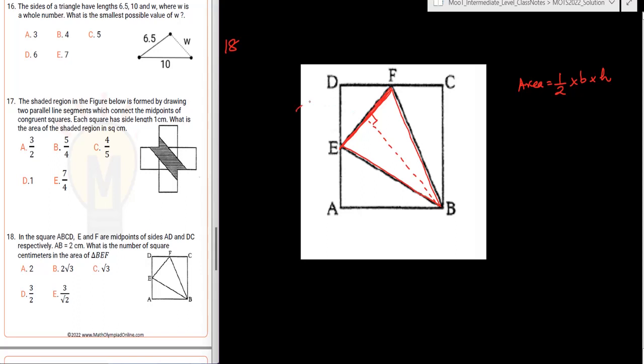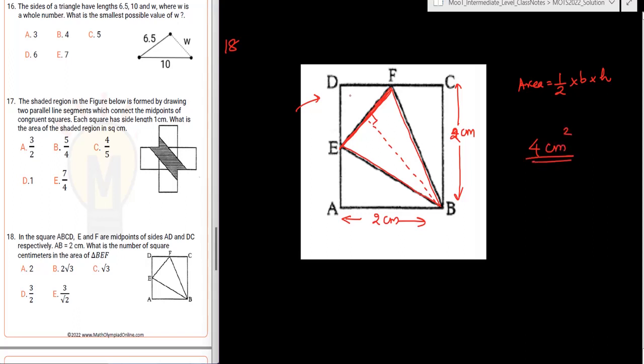You know the total square. AB is 2 centimeter, and it is a square, so all the sides are 2 centimeter. The area of this big square ABCD is 4 centimeter square.